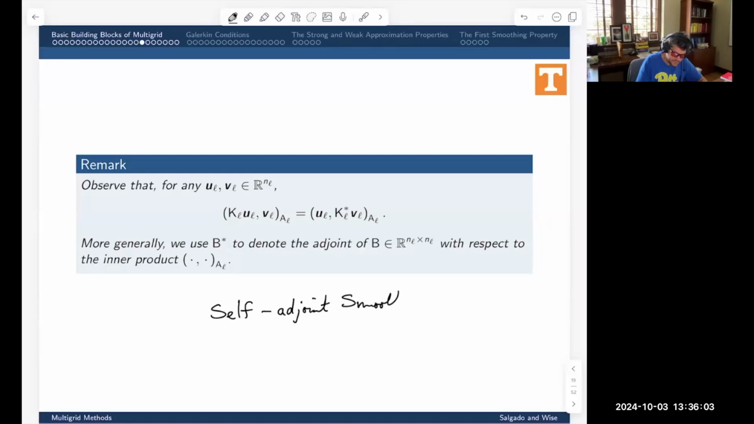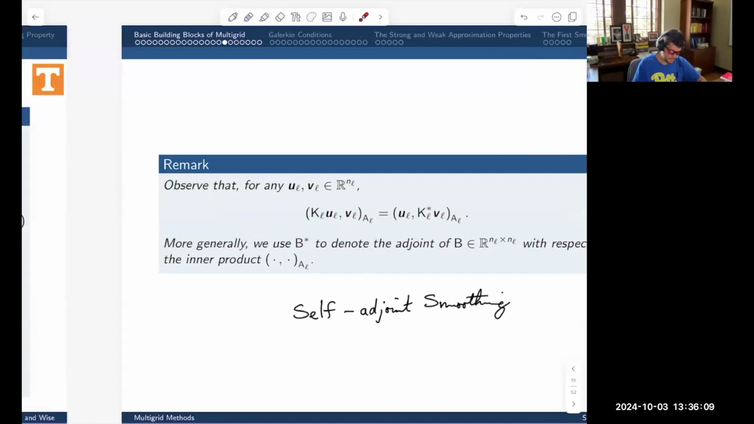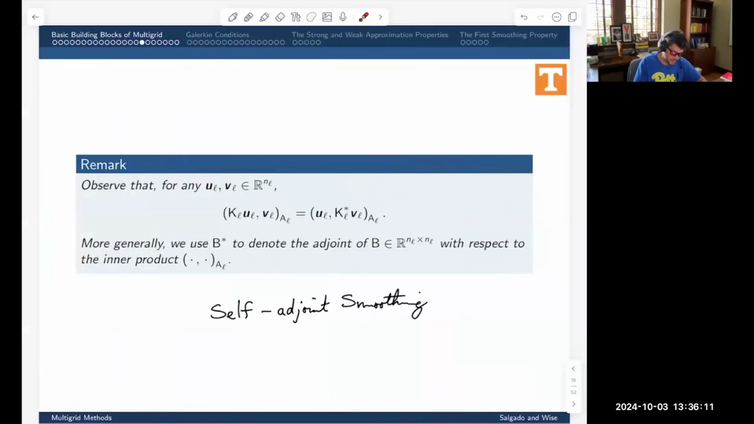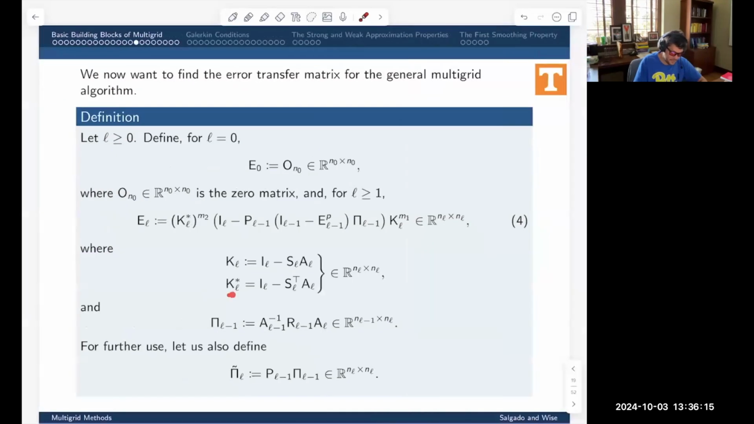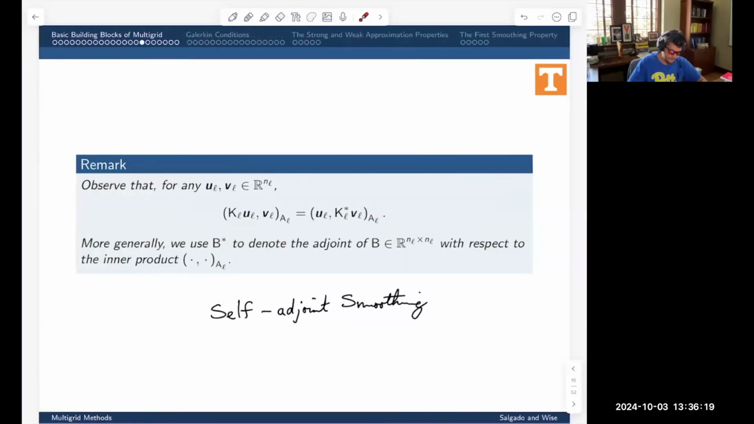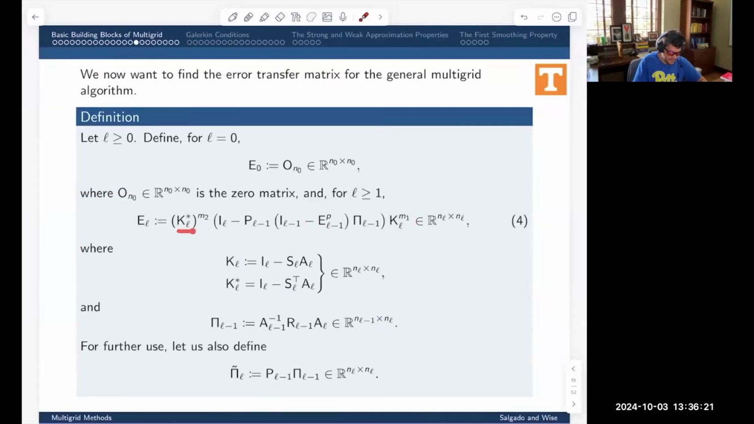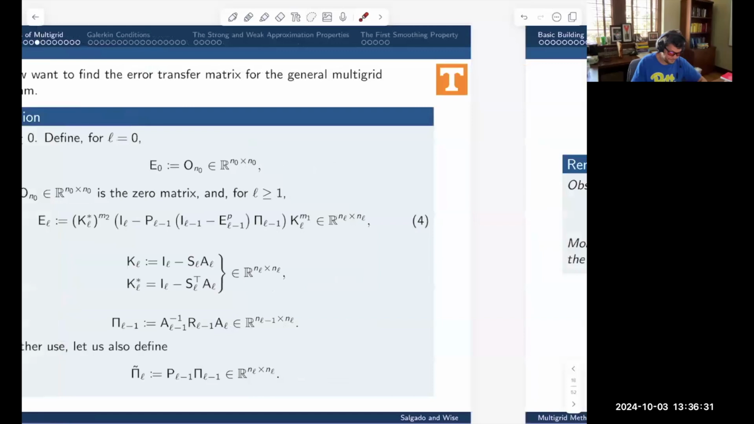Or sometimes just symmetrized smoothing. The fact that this is equal to itself, okay? Or, well, sorry. This is not necessarily equal to KL star, but the KL star is equal to that. So it's symmetrized if we have KL star here and KL here. It's going to be completely symmetrized if M1 and M2 are exactly equal to each other, and that's what we're going to assume momentarily.